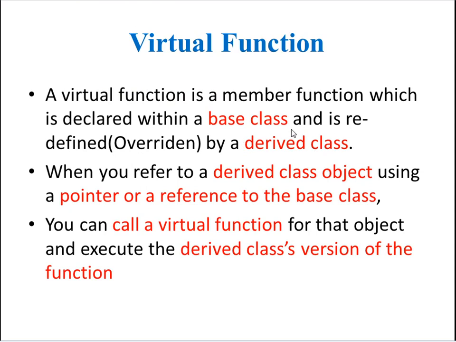As we learned in function overloading, the name of the function is the same but the parameters are different. But in this case, in the base class as well as the derived class, the function has the same parameters and the name of the function is also the same. When we create a derived class object and try to access it through a base class pointer or reference, at that time you can call a virtual function for the object and execute the derived class version of the function, or the proper function of the object.